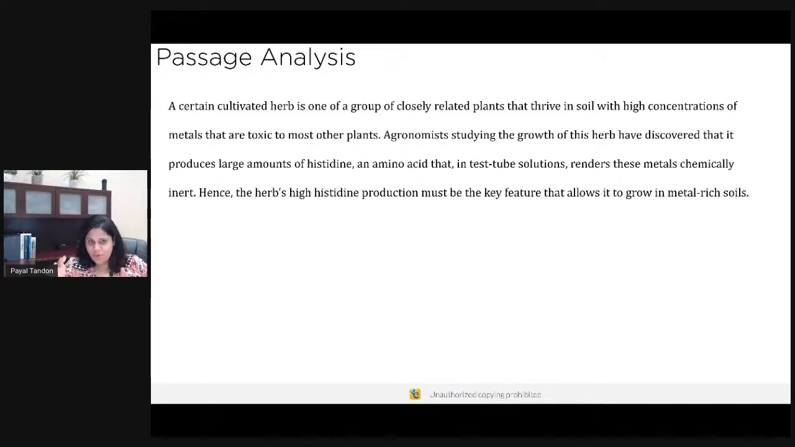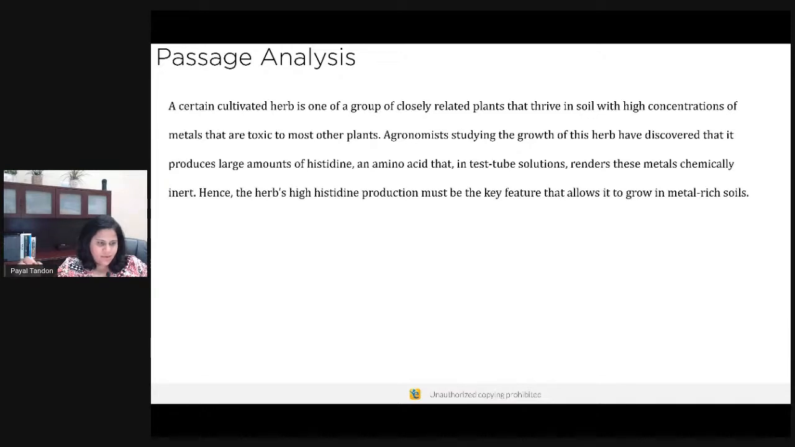So I want you to understand that it doesn't matter what the difficulty level of the question is. It really matters how well you can understand the logic behind what the author is saying. And there are ways in which you learn those different kinds of logic that the author presents. So let's come back to this passage.